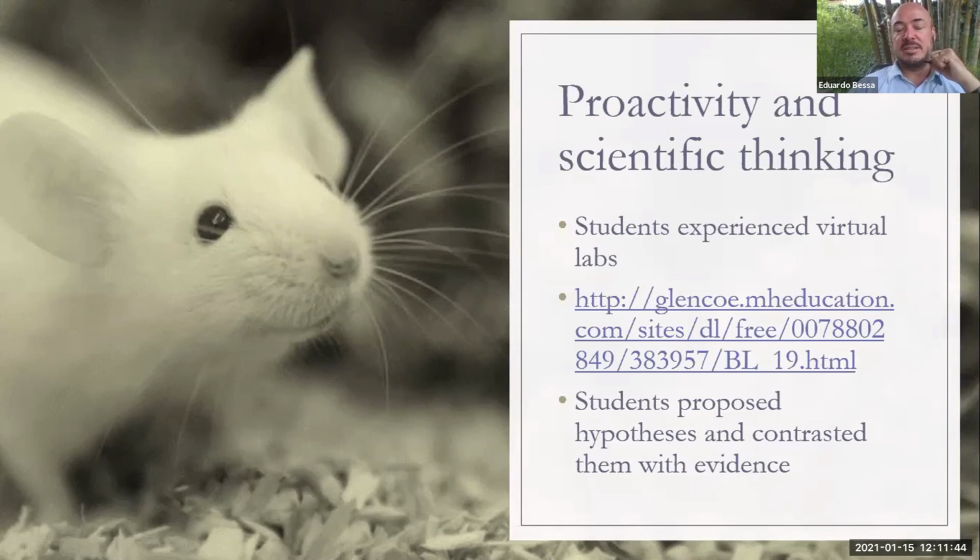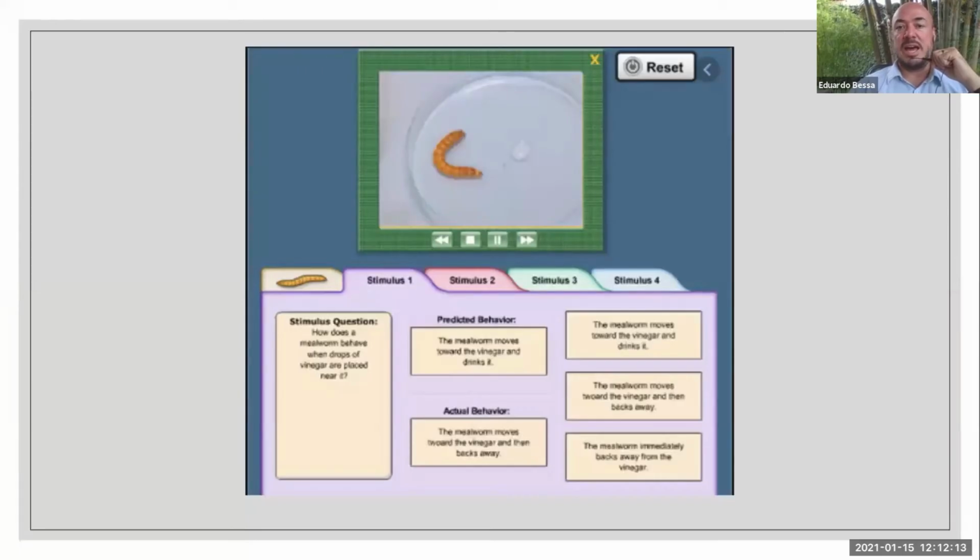It's a very nice virtual lab. You have the mealworms in a petri dish and a few stimuli that you can apply to the mealworms. You first have to predict what the response will be, and afterwards you watch the response and try to define what response really came out. Sometimes it's a little hard for the students to imagine what the mealworm is doing, but that was the idea. So this is the virtual lab.